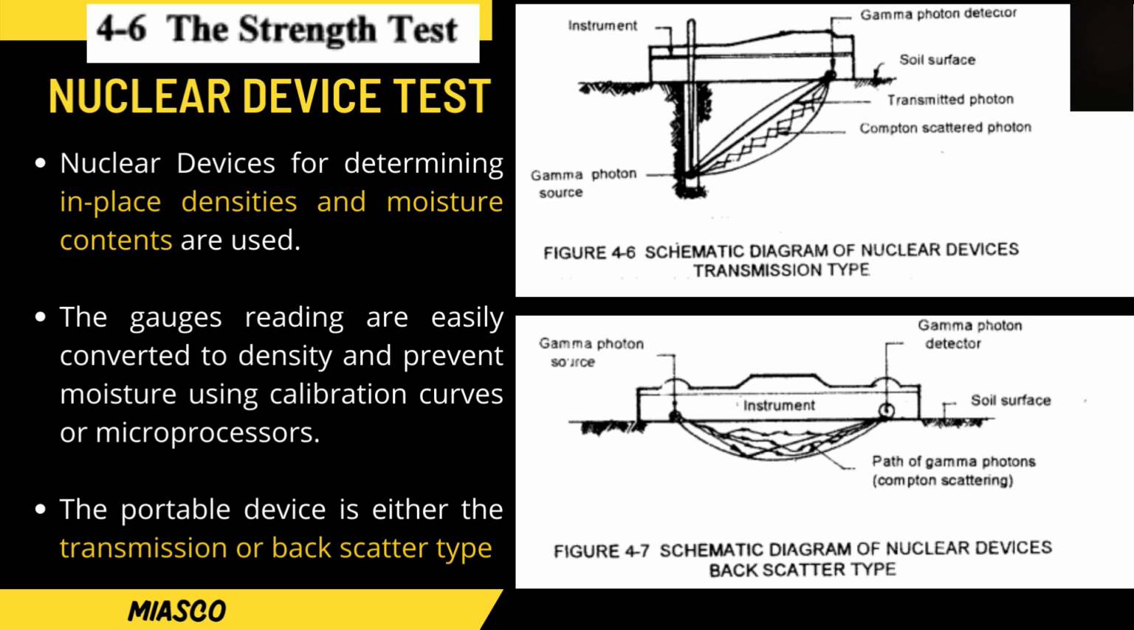In figure 4-7, it shows the schematic diagram of nuclear devices, backscatter type.